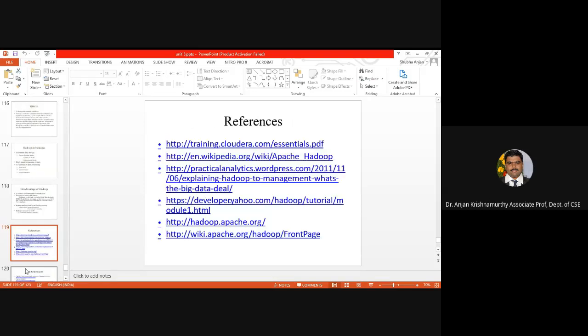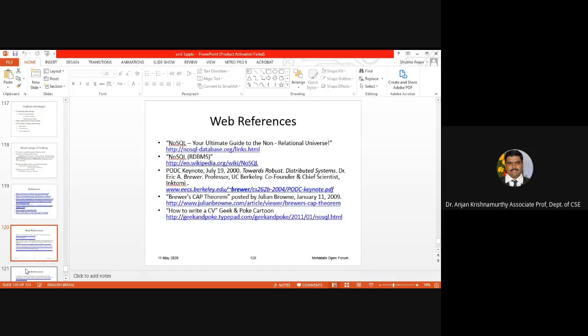So there are several references which I would like to leave at the end of this particular module. You have Hadoop with an enormous number of references. You may just refer to these references and try to build your proficiency around it. Then you have several web references which talk about NoSQL, the CAP theorem, and several other things.